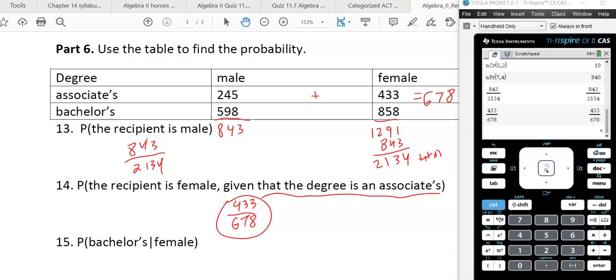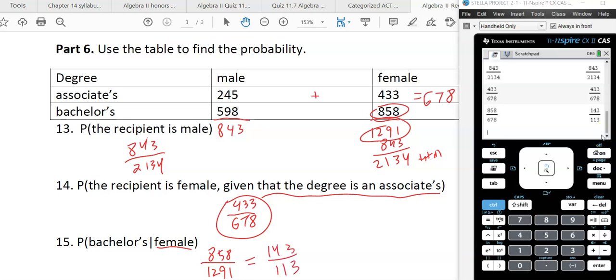Given that you're female, all I care about are the females. There are 1,291 females, so that's the denominator. And bachelor's degree would be, of the females, 858 of those females have a bachelor's. When we go to college, for sure more than guys. Okay, so this simplifies to be 143 over 113.